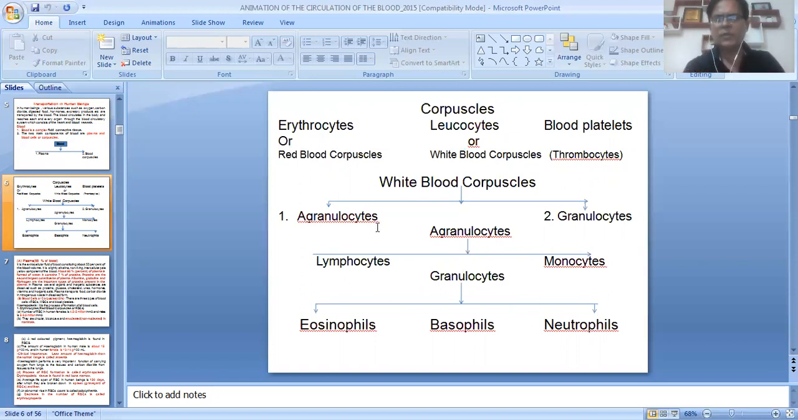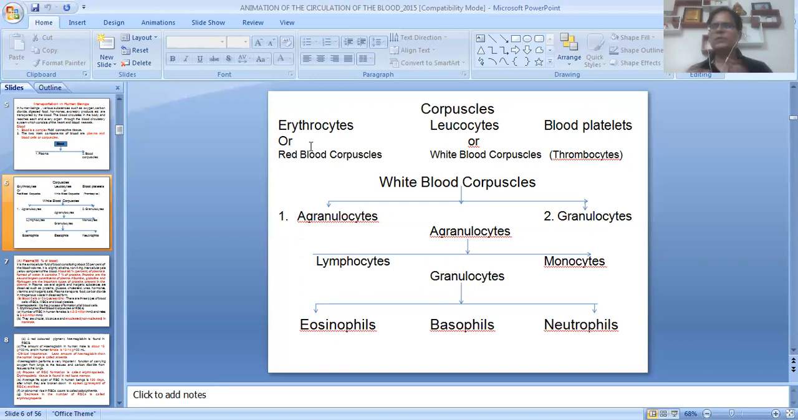Now, my dear friend, whenever we talk about corpuscles, like RBC, WBC, and thrombocytes. RBC is called a red blood corpuscle, also called erythrocytes, right? And white blood corpuscles are also called leukocytes, right? And after that, blood platelets. So when we talk about corpuscles, there are three types: RBC, WBC, and thrombocytes, like blood platelets.